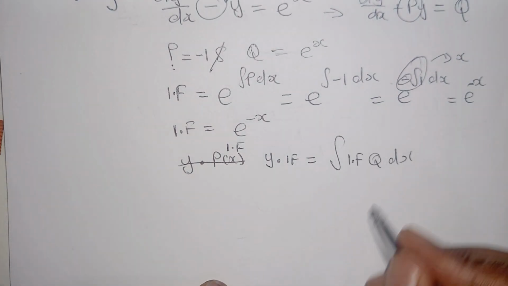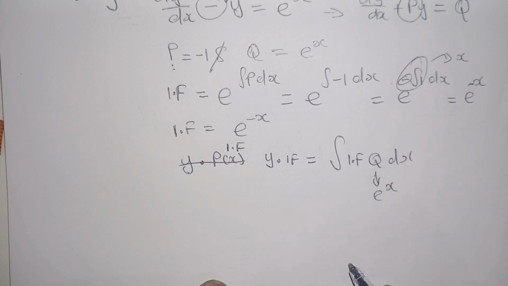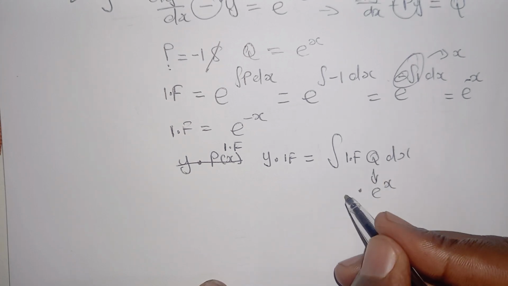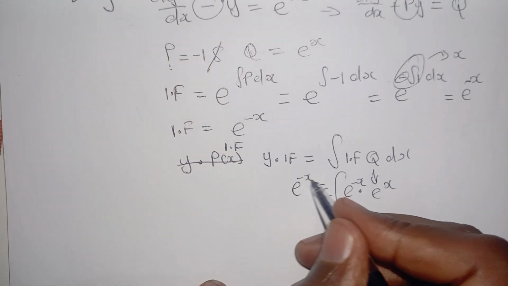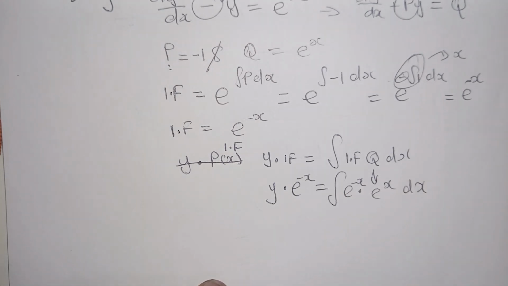So what is our q? Our q is e to the power x. What is our integrating factor? Our integrating factor is e to the power -x, right? So we are integrating that integrating factor, then q, then dx, right?